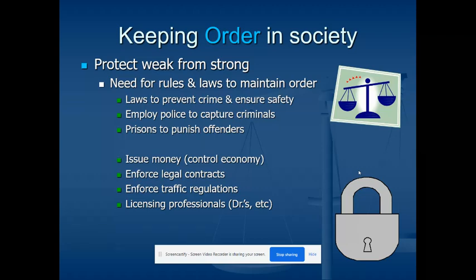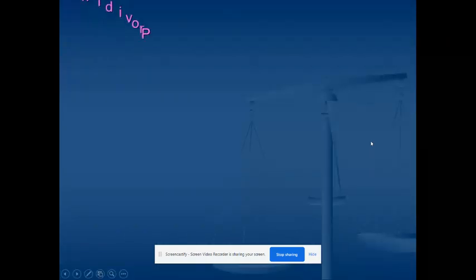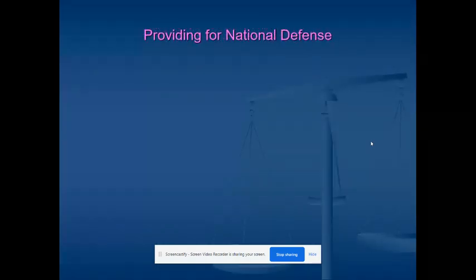But we license other professionals like lawyers, accountants, teachers are credentialed, which is a license. We want people who know what they're doing to be in front of those students and be able to communicate the curriculum for them. The next function is to provide national defense. And it's obvious in the title what the intent is: to make sure your borders are protected and your nation's sovereignty is protected.